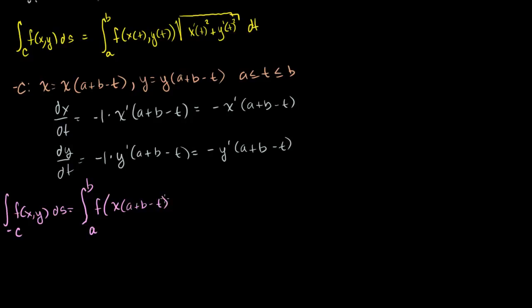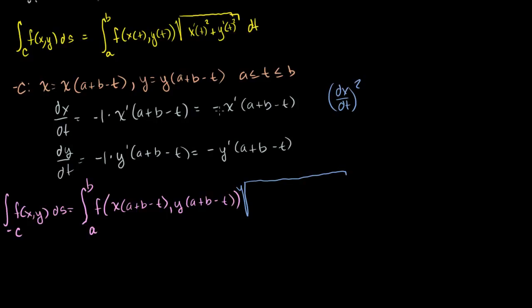It's a little bit hairy, but I don't think anything here is groundbreaking. Hopefully it's not too confusing. And once again, y is no longer y of t. Y is y of a plus b minus t. And then times the square root of dx dt squared. What's dx dt squared? It's just this thing squared.